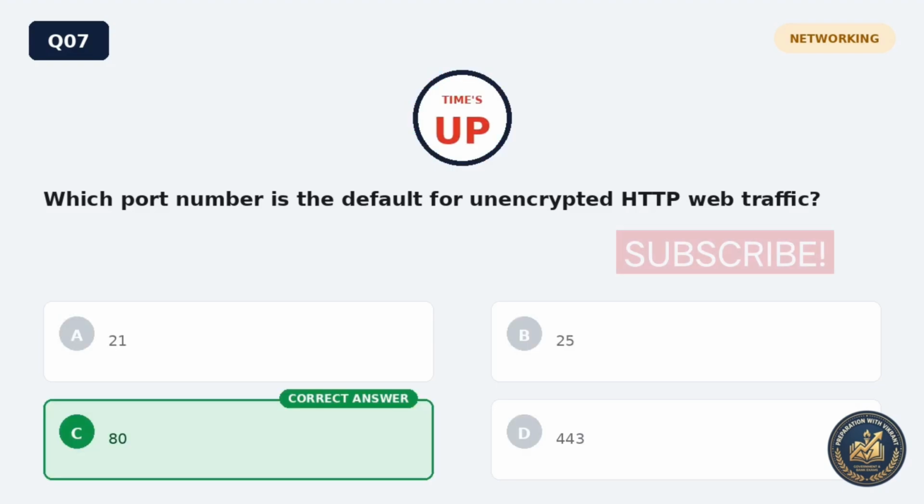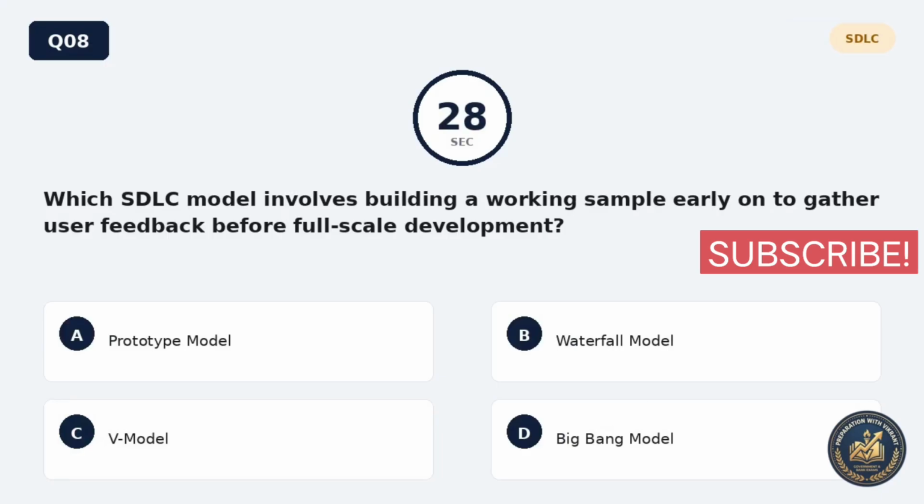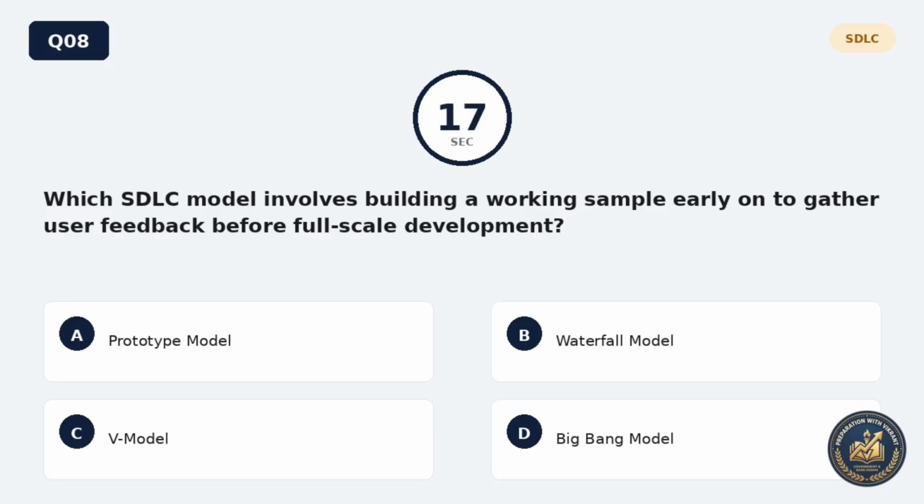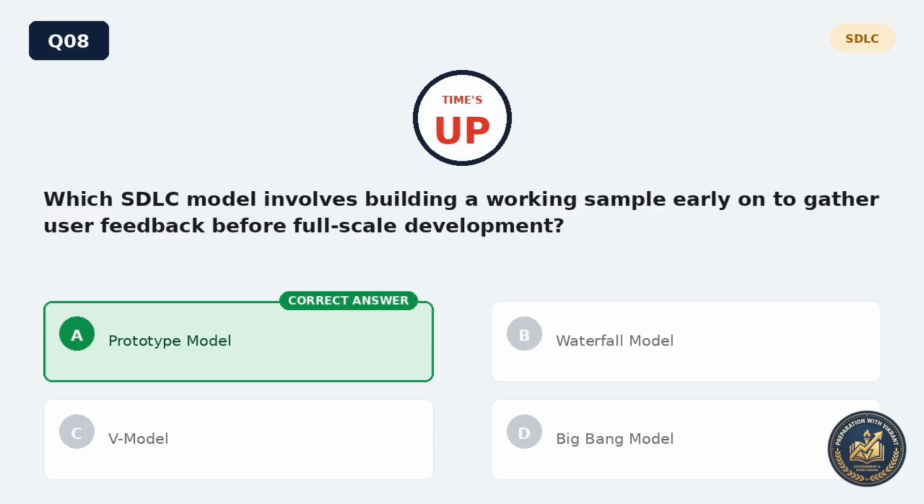Moving to next question. Which SDLC model involves building a working sample early on to gather user feedback before full scale development? Option A prototype model, option B waterfall model, option C V model, option D Big Bang model. So the correct option is option A, prototype model.